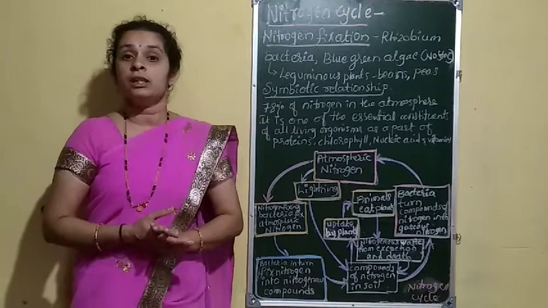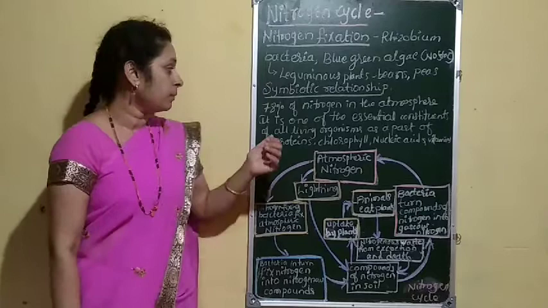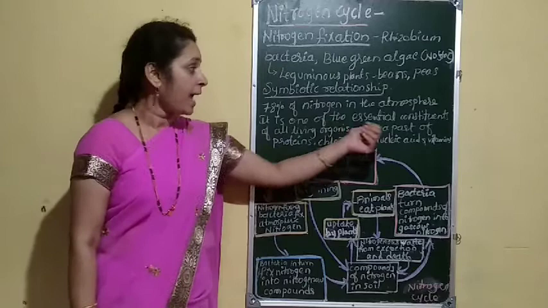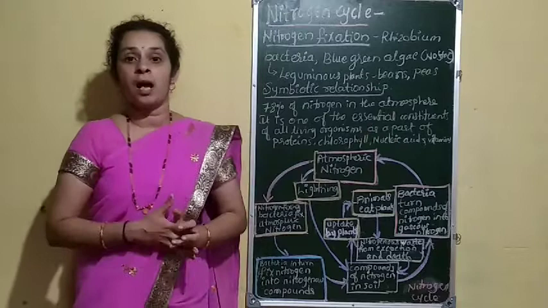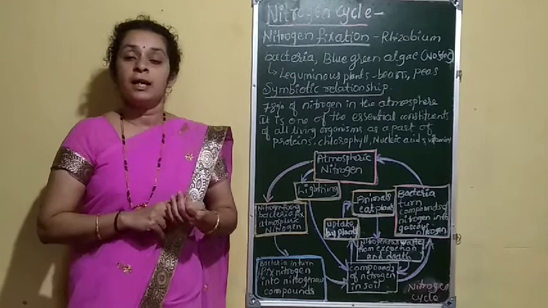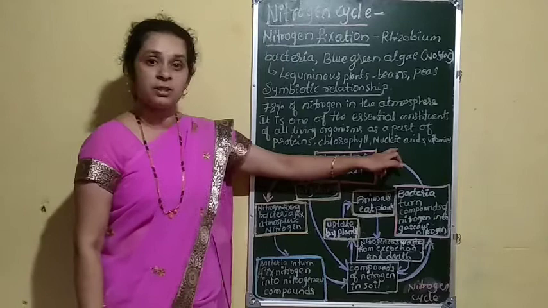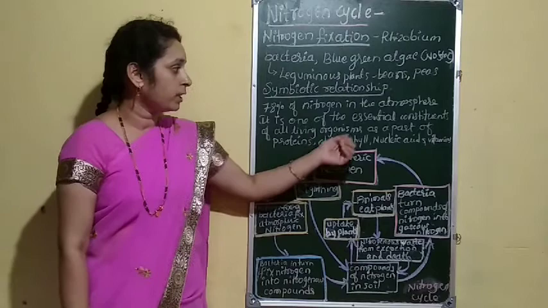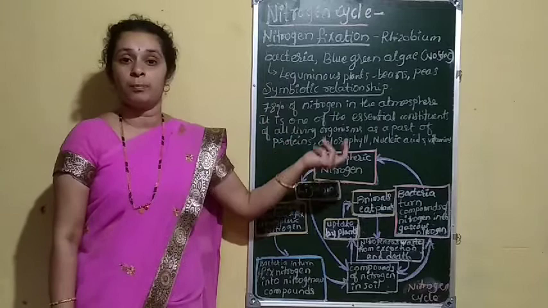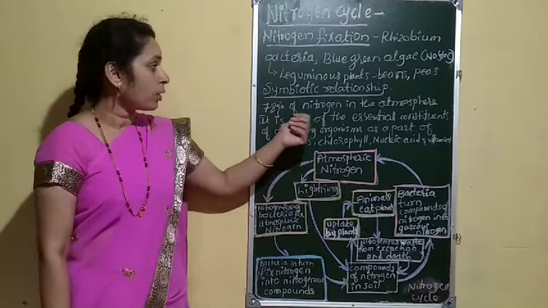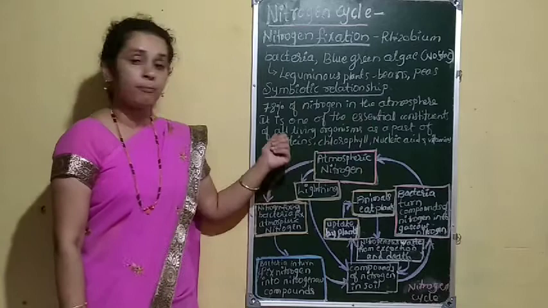Nitrogen is a very important part of protein. It is required by all living organisms and is one of the essential constituents of all living organisms, as a part of protein, chlorophyll, nucleic acids and vitamins. Nucleic acids means RNA and DNA, that is ribonucleic acid and deoxyribonucleic acid. They are examples of nucleic acids. The main component of protein is nitrogen. You know about that. It is an essential constituent of all living organisms as a part of protein, chlorophyll, nucleic acid and vitamins.